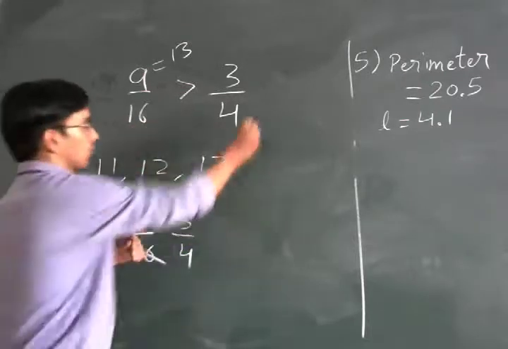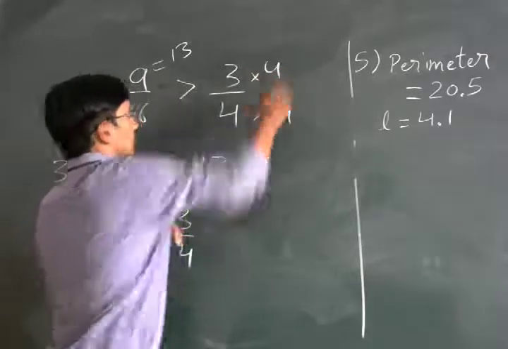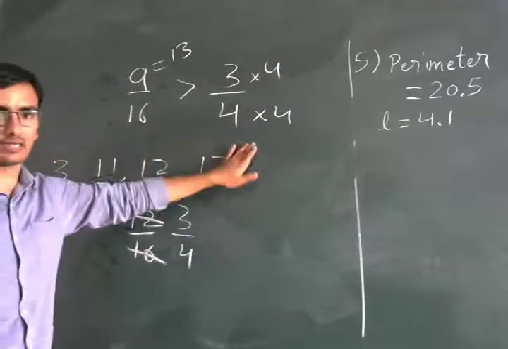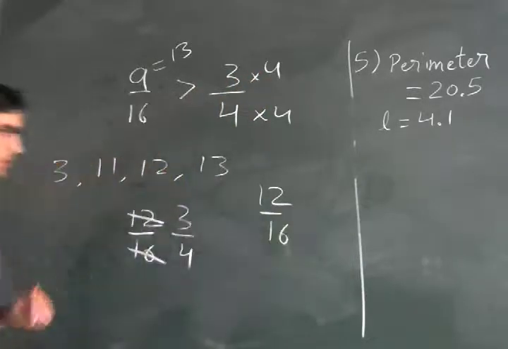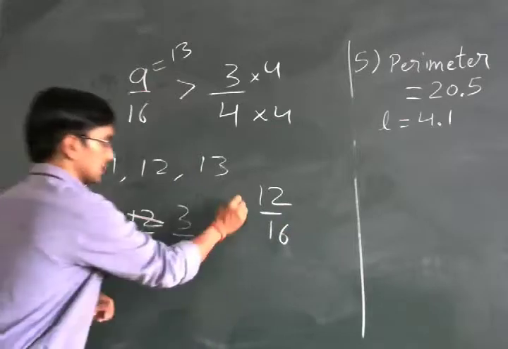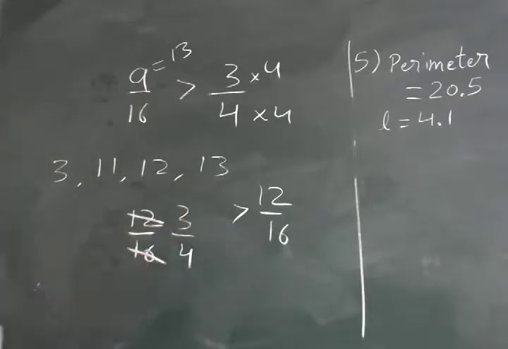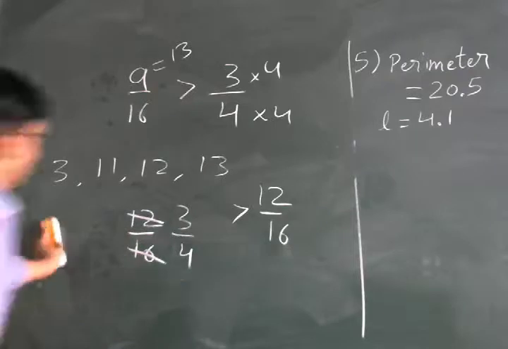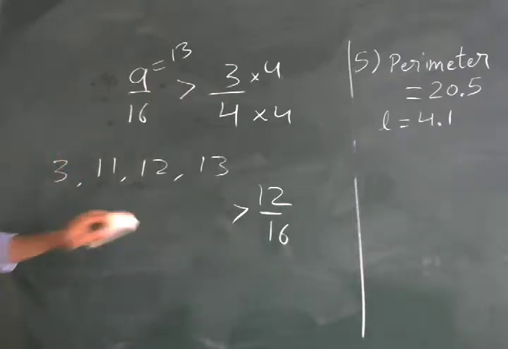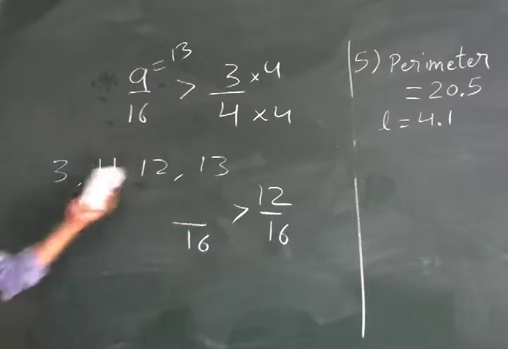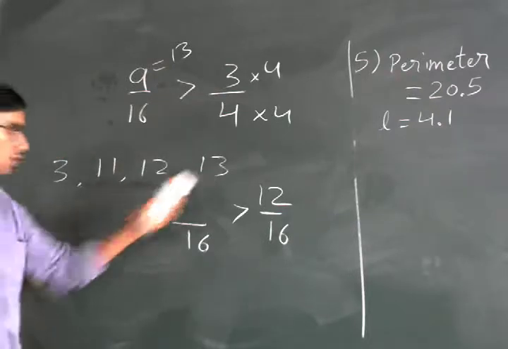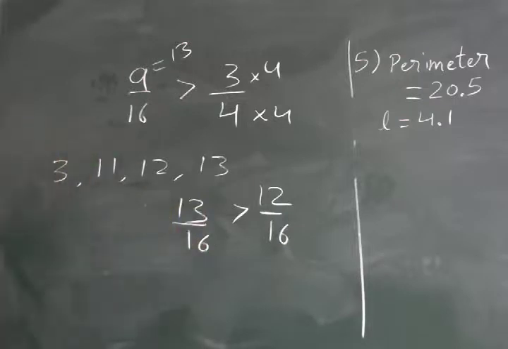And as Jayant is saying, you can also see, to compare, if you make the denominators of both the same, here you are getting 12 by 16. So we want a fraction which is greater than 12 by 16. The denominator is already 16 here. So which should I take? 3, 11, 12 or 13? Fine.